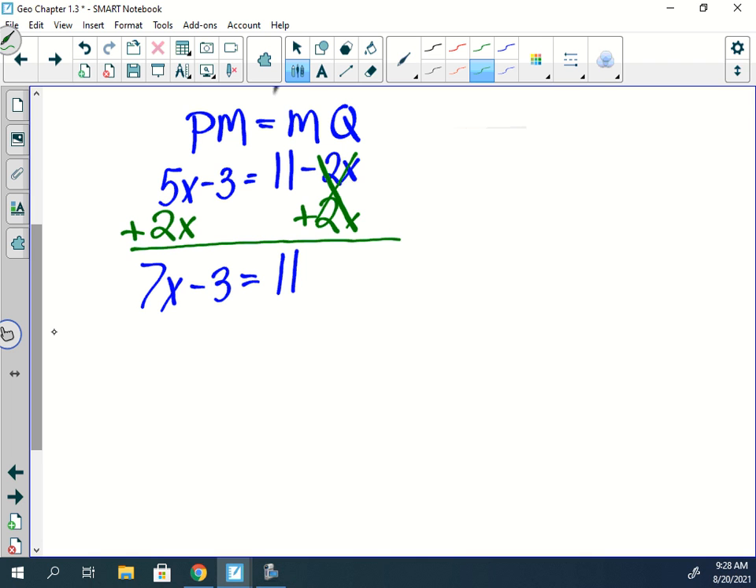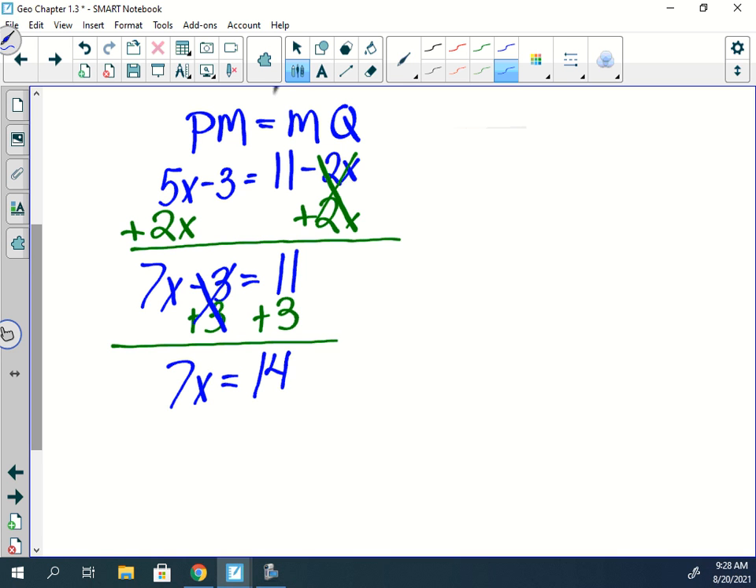Now what can we do next? Add 3. Negative 3 plus 3 will cancel out, leaving us with 7x is equal to 14. Divide by 7, and exactly, x is equal to 2. Any questions on how we found the value of x? We good with this here?